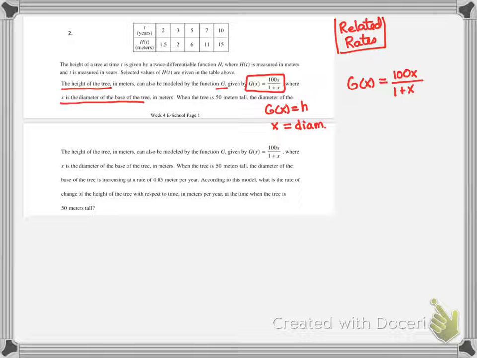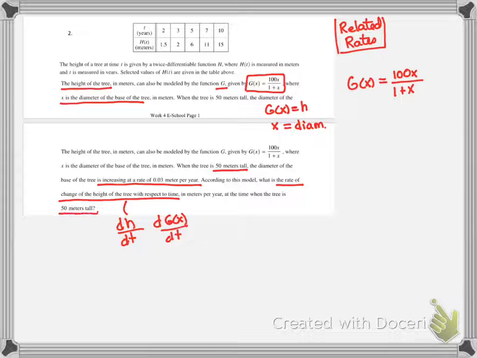When the tree is 50 meters tall, the diameter of the base of the tree is increasing at a rate of 0.03 meters per year. So that's a rate. That's screaming related rate. According to this model, what is the rate of change of the height of the tree with respect to time? So that's dH/dt, or the derivative of g of x with respect to t, because we were told g just represents height.